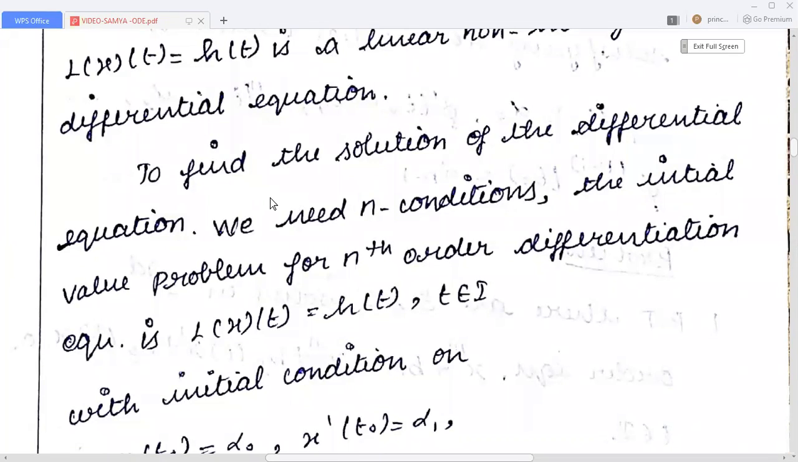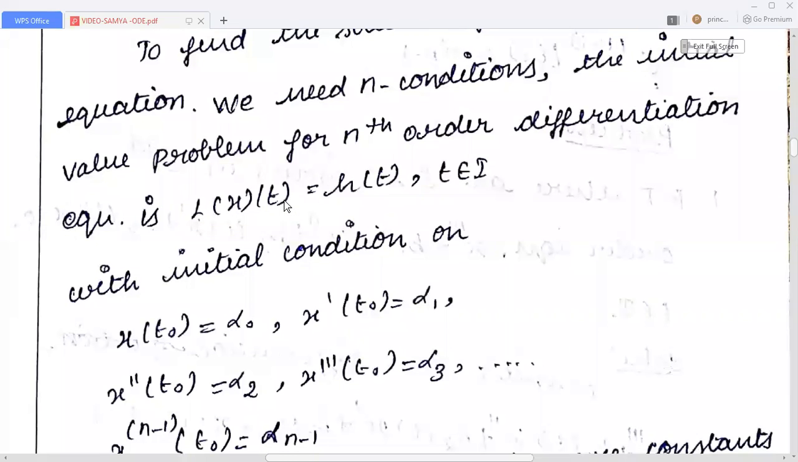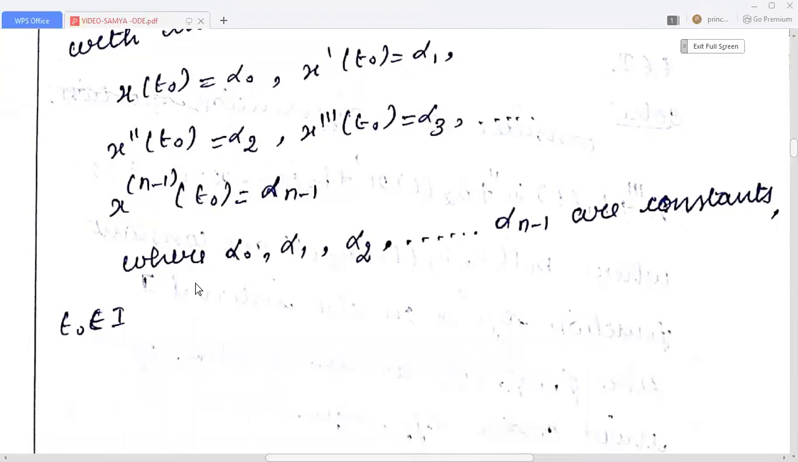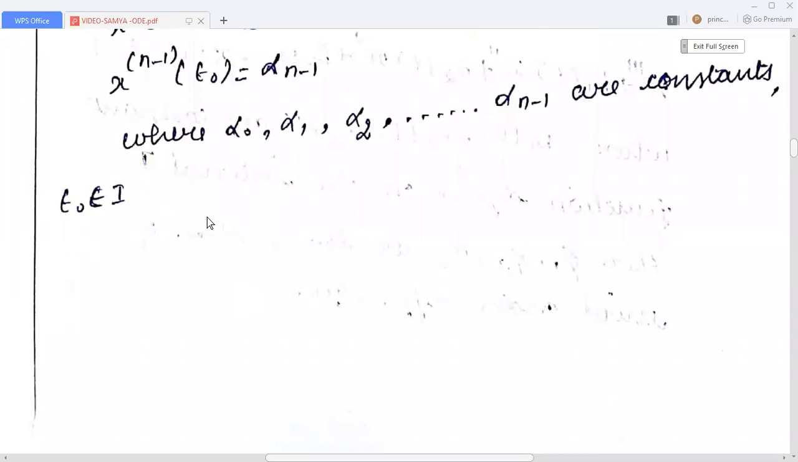To find the solution of the differential equation, we need n conditions, an initial value problem for nth order differential equations. L of x of t equal to h of t, t belongs to I, with the initial conditions x of t naught equal to alpha naught, x dash of t naught equal to alpha 1, x double dash of t naught equal to alpha 2, x triple dash of t naught equal to alpha 3, etc., x n minus 1 dash of t naught equal to alpha n minus 1, where alpha naught, alpha 1, alpha 2, etc., alpha n minus 1 are constants, where t belongs to I.